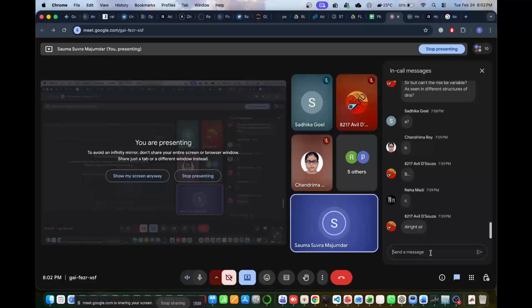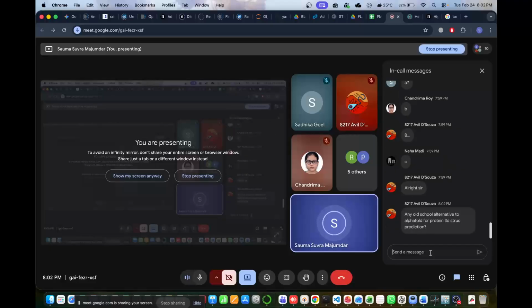Okay, if no more questions, we'll close this session. Old school alternatives are these kind of methods. We'll talk about more methods in the next few weeks also. But this Chou-Fasman or this PHD method or GOR, these are old school alternatives to AlphaFold. But these are not very accurate in predicting.